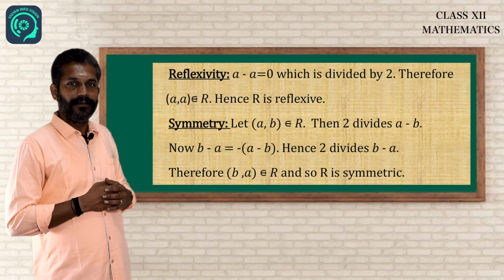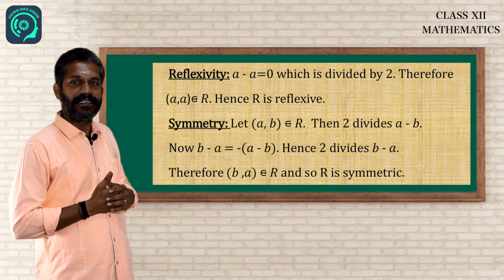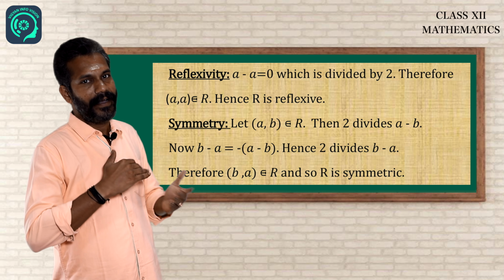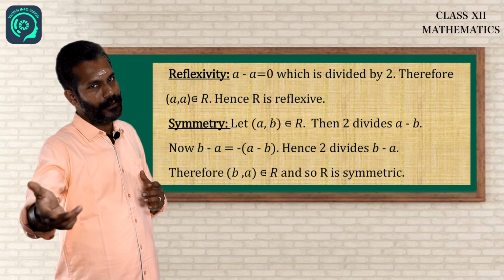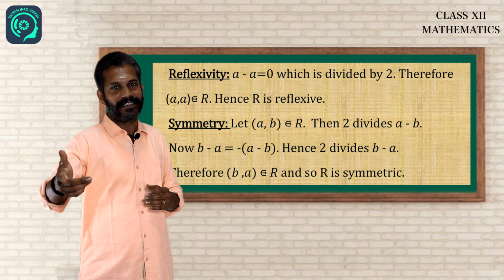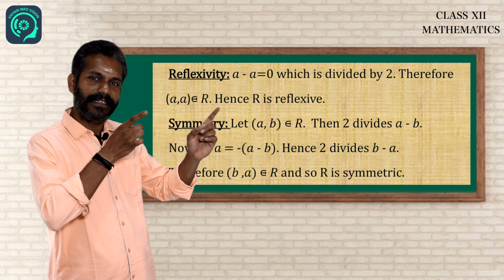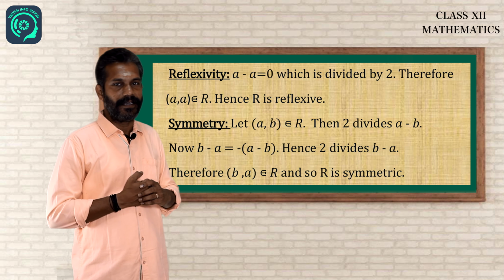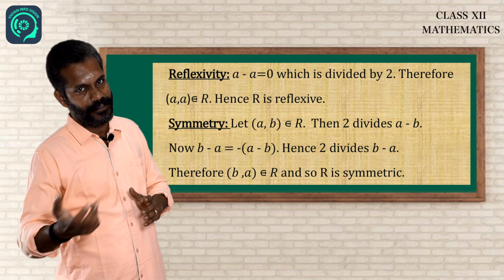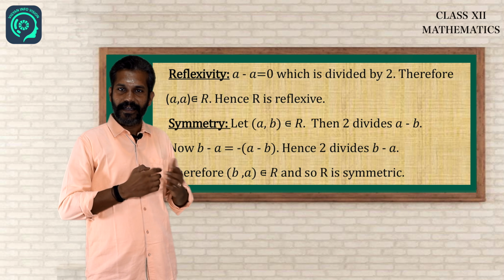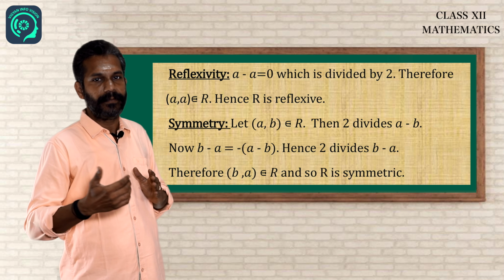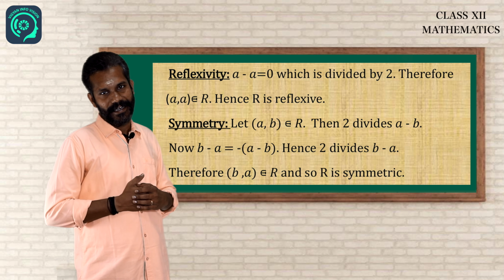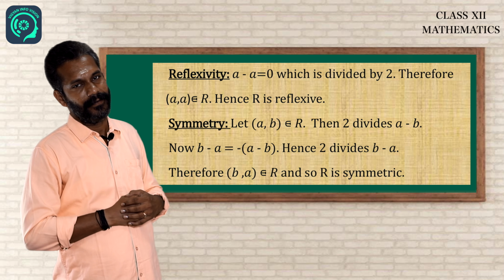We all know that A minus A is equal to 0, which is divisible by any number. Then A minus A is equal to 0, and 0 is divisible by 2. That means 2 divides A minus A for all A element of that set Z. Then the ordered pair A, A belongs to capital R for all A element of Z. For any integer, A minus A is equal to 0, which is divisible by 2, so R is a reflexive relation.